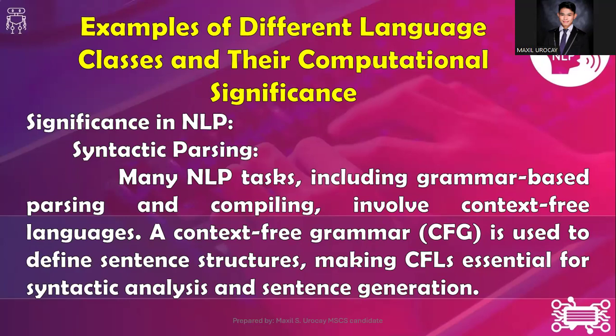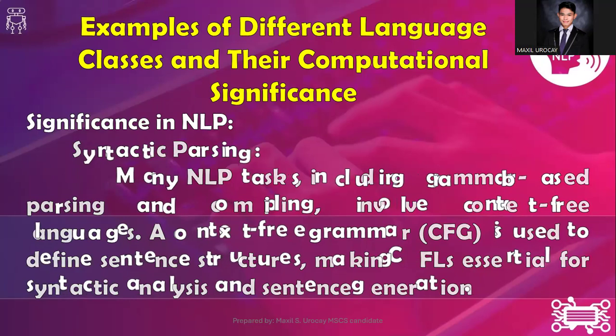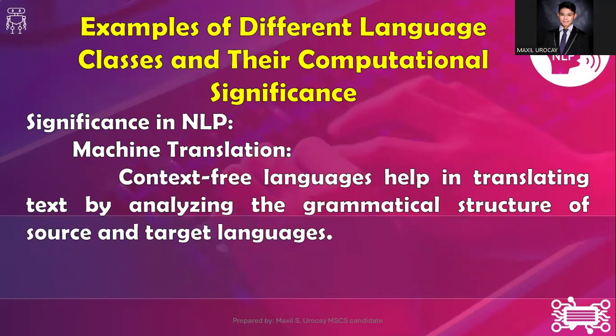Now, in terms of machine translation, context-free languages help in translating text by analyzing the grammatical structures of source and target languages. So CFLs are important for machine translation as they enable the analysis of the grammatical structures of both source and target languages, ensuring accurate translations of sentence structures.